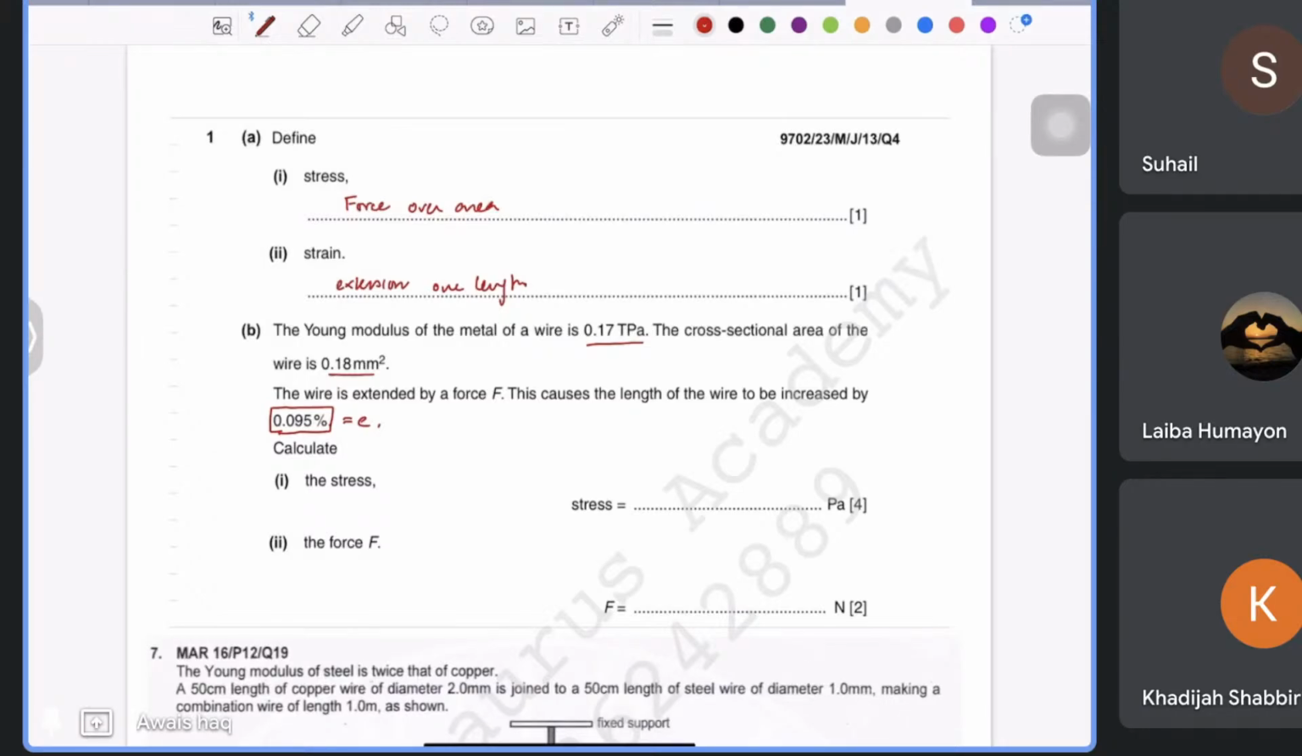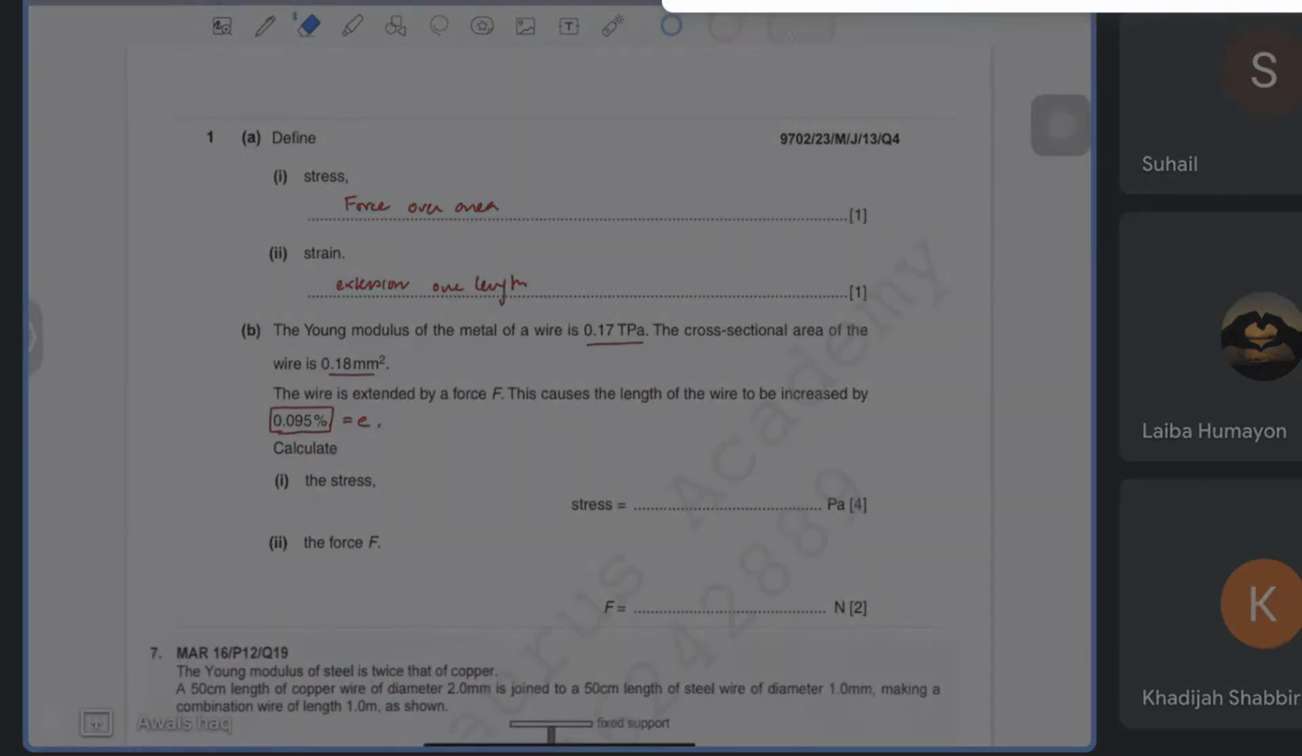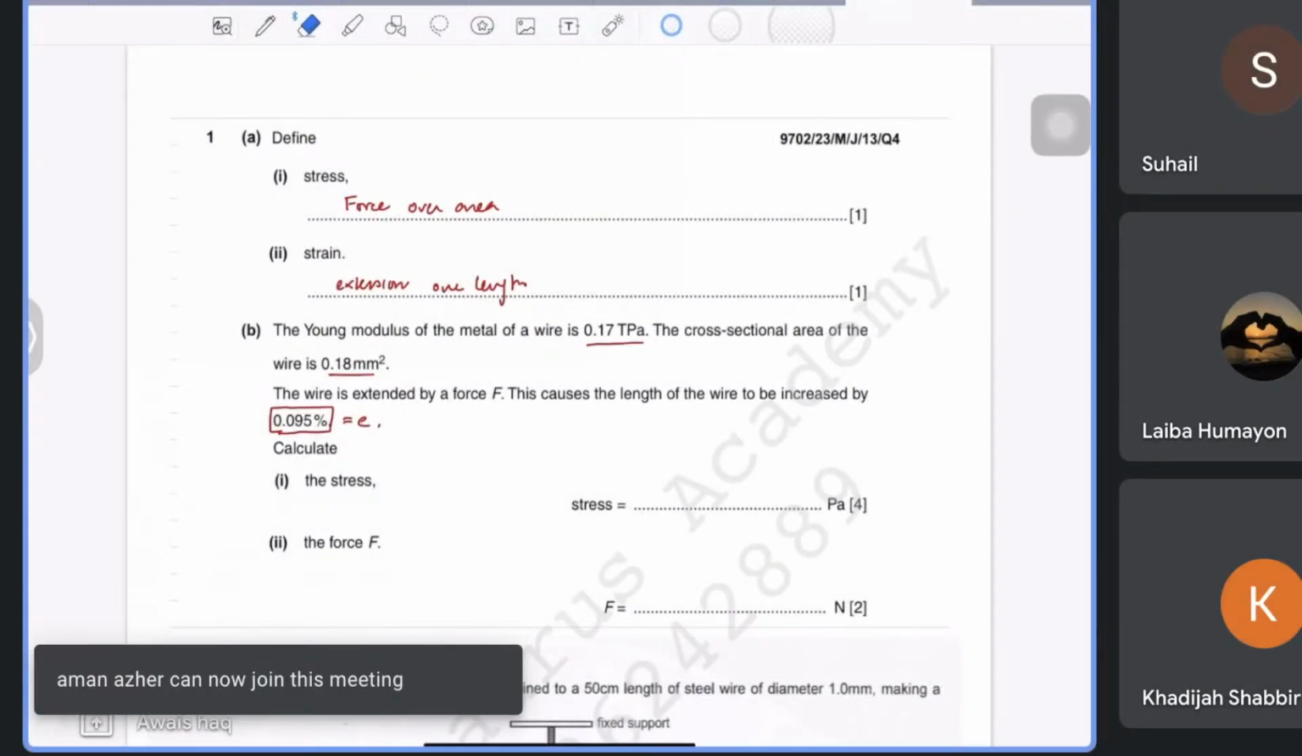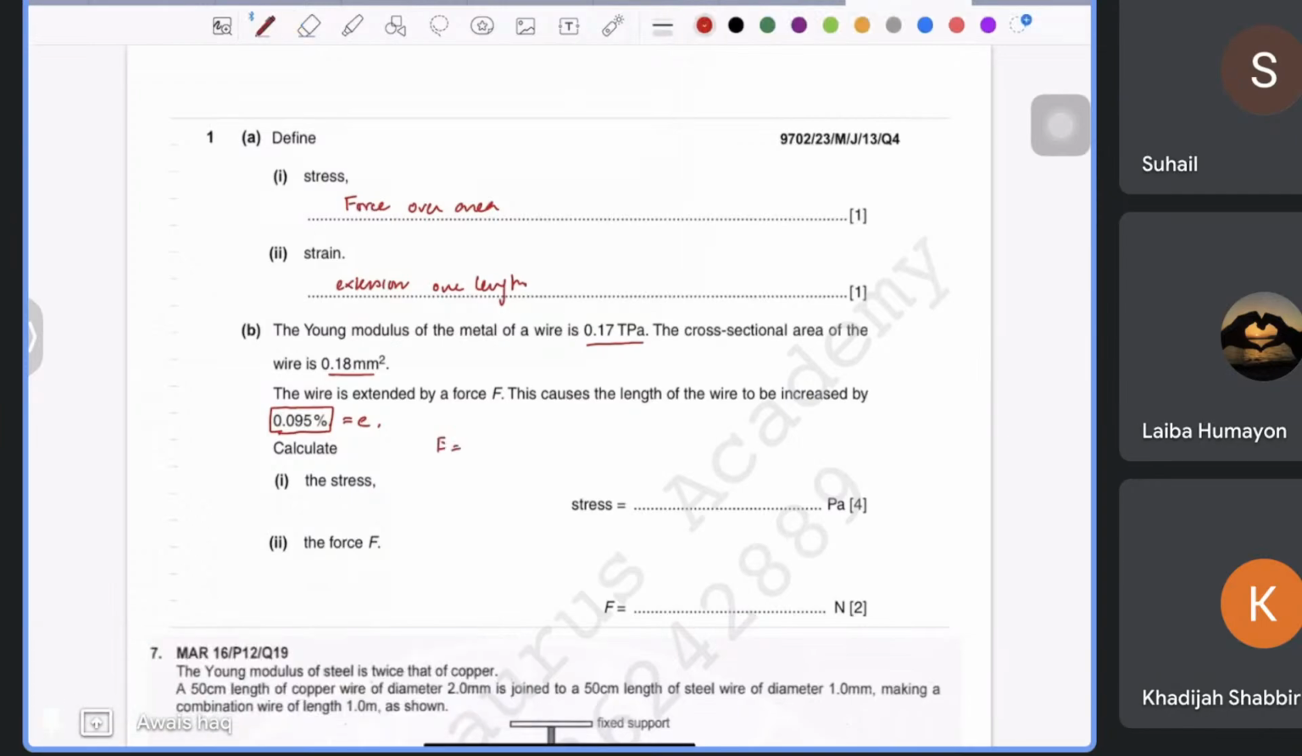Anyhow, so first of all, you've got to find the stress. Stress will be force over area, and Young's modulus is there. As I can see, we don't have the force, but no worries. We can use Young's modulus equals stress over strain. The strain is 0.095%, so you can divide by 100 to remove the percentage sign, and you'll get it.